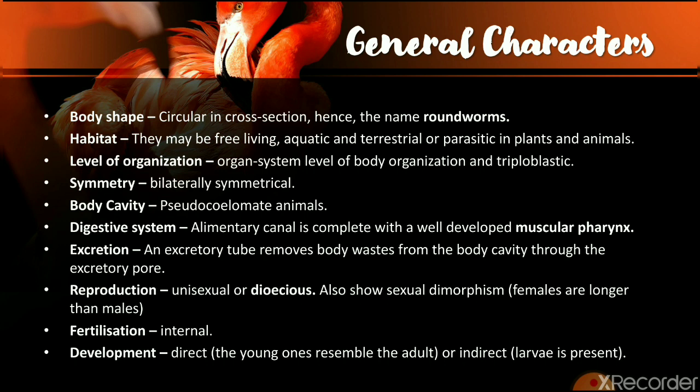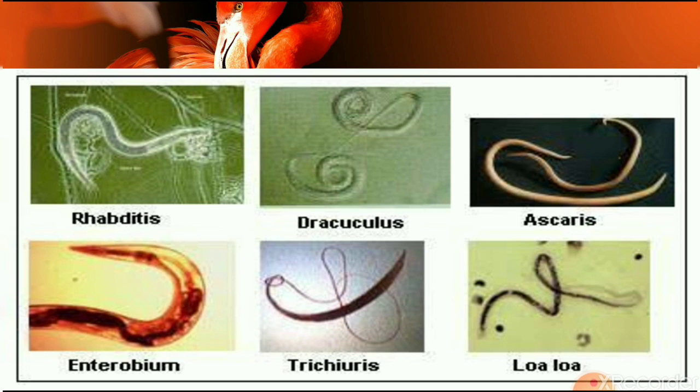They show direct or indirect development. Few members show direct development. It means they do not contain any larval stage, while some members show indirect development. It means they show a larval condition in their life history. Some common examples: Rhabditis, Dracunculus, Ascaris, Loa loa, Trichuris, and Enterobius vermicularis.